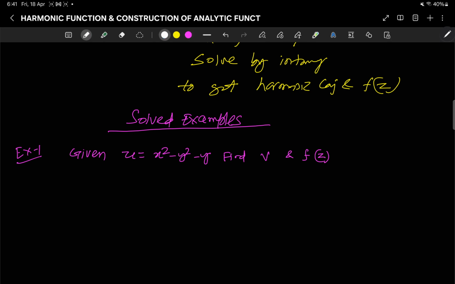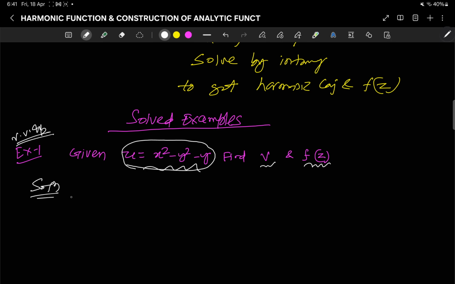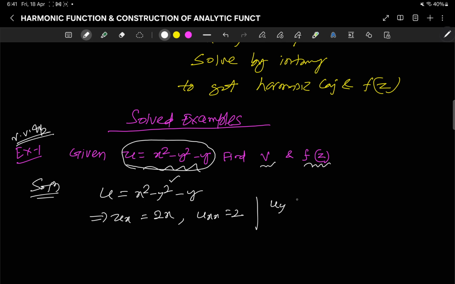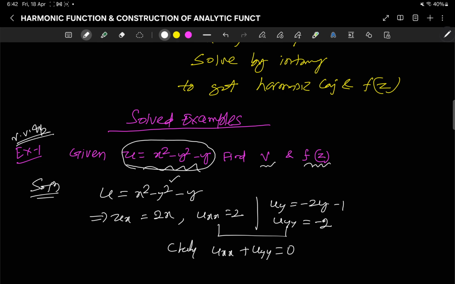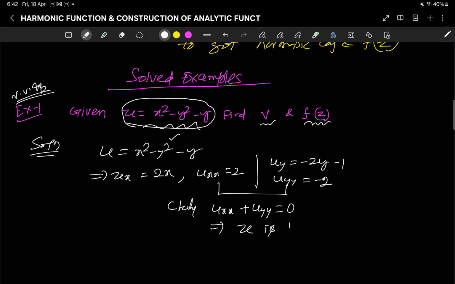Now coming to the most important questions. U is given, you have to find V and f(z). First we have to see whether U is harmonic or not. Coming to the solution, here U is equal to x square minus y square minus y. So Ux is equal to 2x, Uxx is equal to 2. And Uy is equal to minus 2y minus 1 and Uyy is equal to minus 2. So clearly Uxx plus Uyy is equal to 0. So that means U is harmonic.